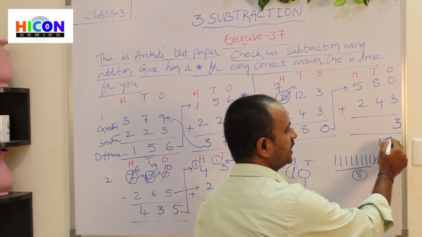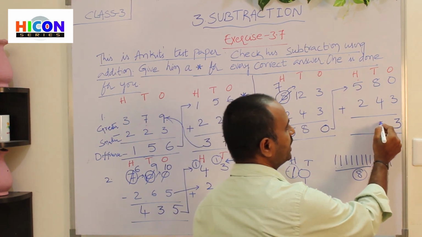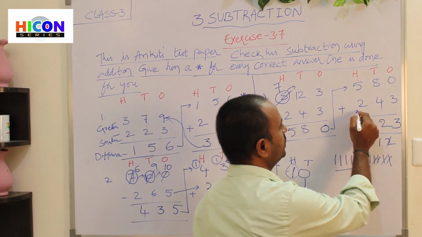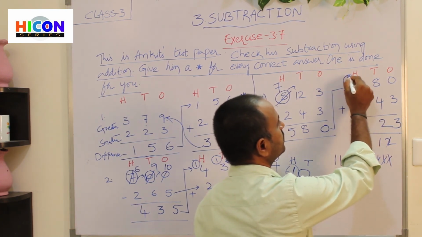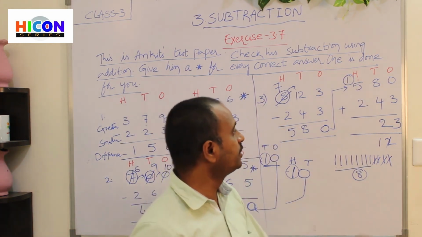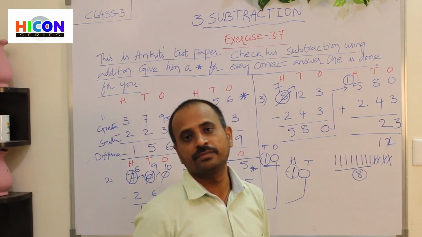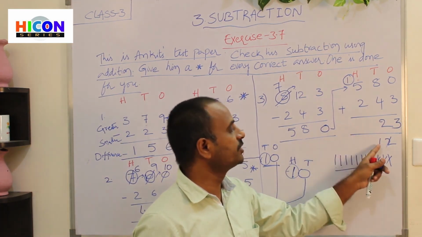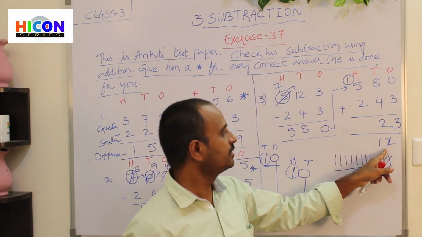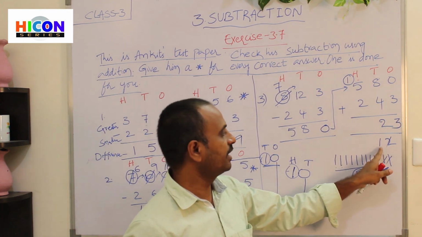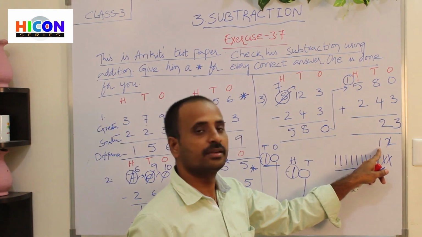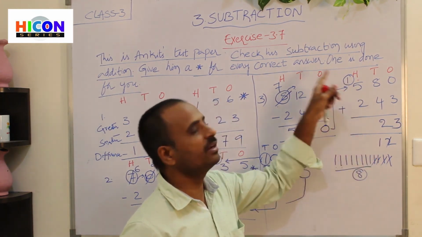So cancel the first digit here and carry it to the hundreds place. So children, if the sum of the two digits is again 2 digits, cancel the first digit, write it under tens place, and carry the next digit to the next place. So here 1 is carried to the hundreds place.